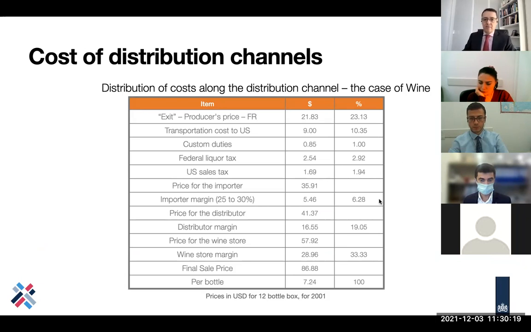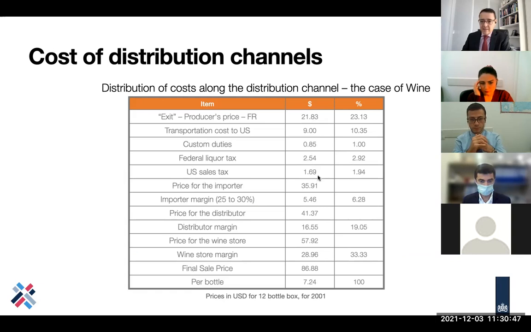My friend said, "Yeah, sure. Look, you sell your wine at $21.83 per 12 bottle box. Okay, so it's not an incredibly expensive wine. It's just average quality. But then, of course, you have to ship it to the US, and that costs $9 per box. You have to pay customs duties. Then you have to pay federal liquor tax.